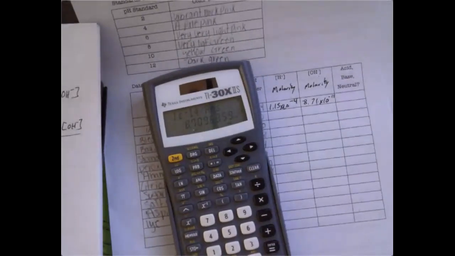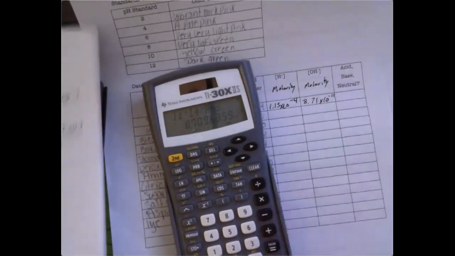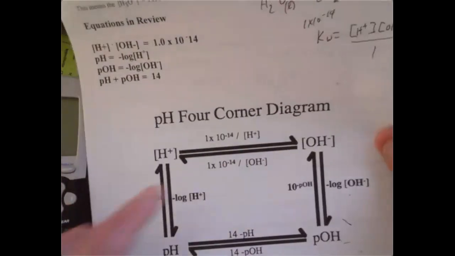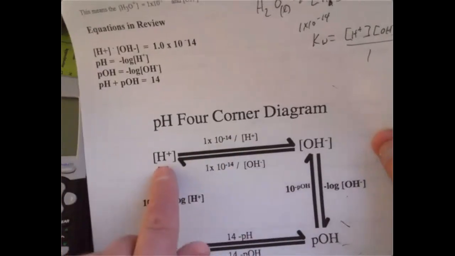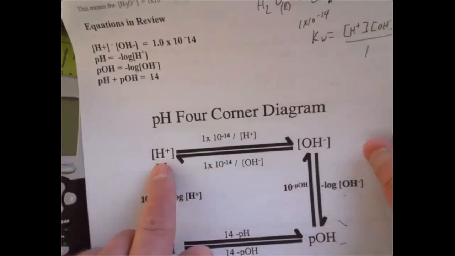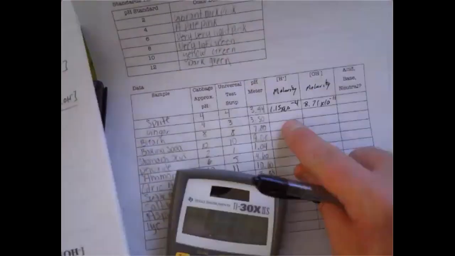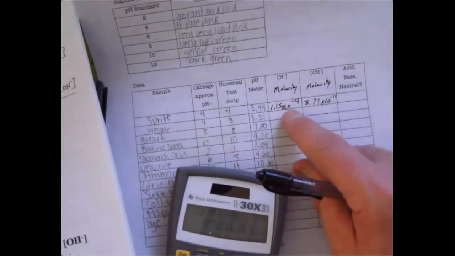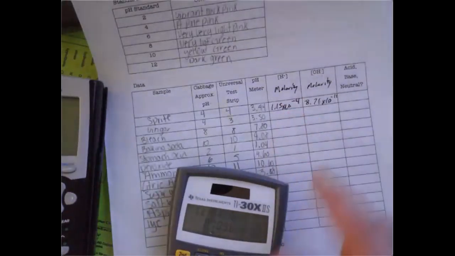Yeah, 1 times 10 to the negative 14th. And then you divide by the hydrogen ion concentration, which is right here. That's the hydrogen ion concentration. Yep.